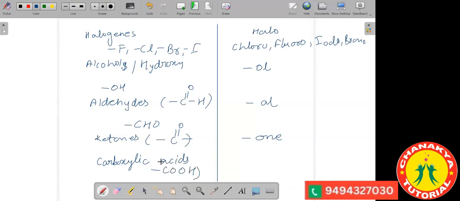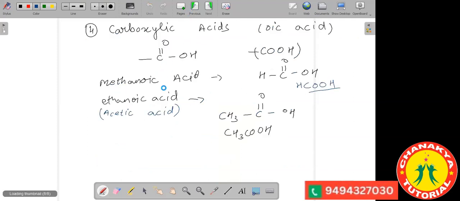COOH, and they are C double bond OOH. Their name is made by adding oic acid at the end. Like you can make here methanoic acid, propanoic acid. So you have addition of oic acid at the end. Okay. So I think everyone has understood about the nomenclature.